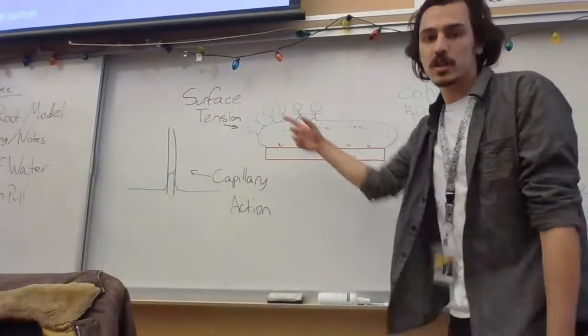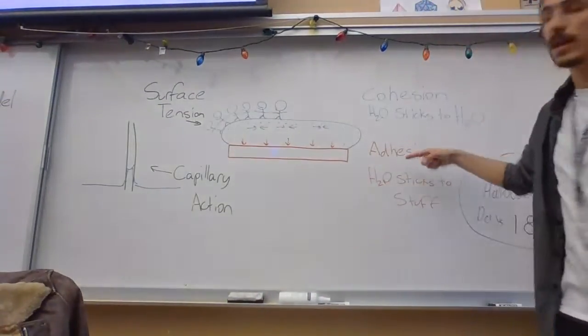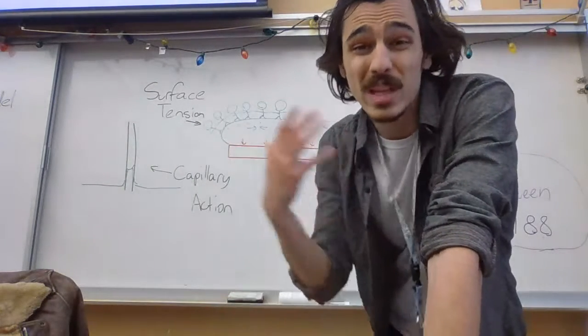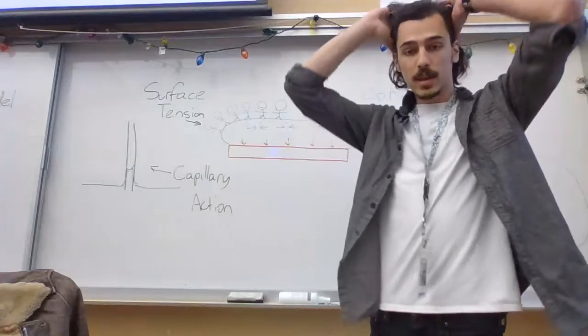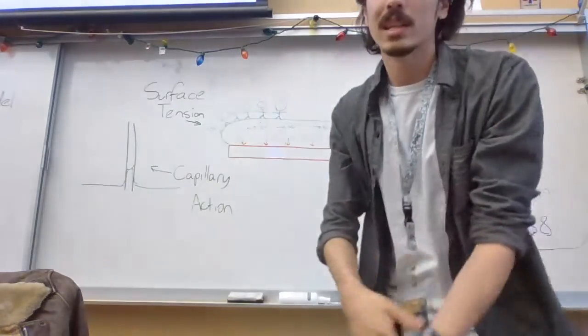So we have these two different ideas of surface tension and capillary action, and they're both due to the cohesion and the adhesion. So cohesive and adhesive properties of water. We need to understand how these things work because it's going to help us understand how water gets all the way up a really tall tree.